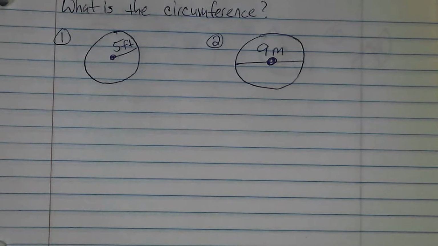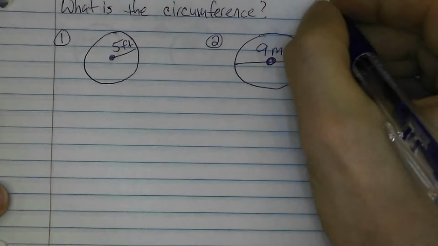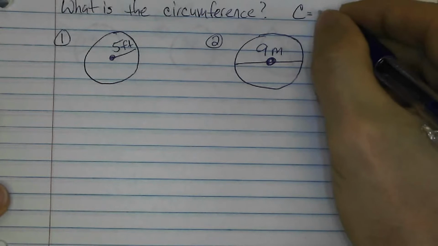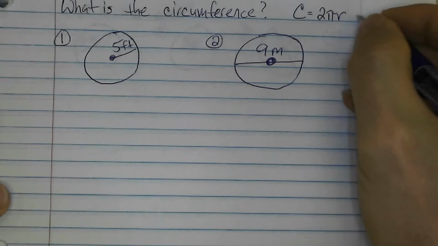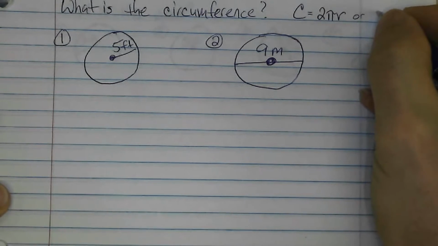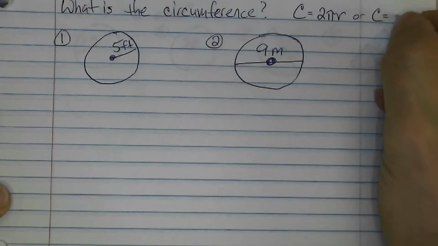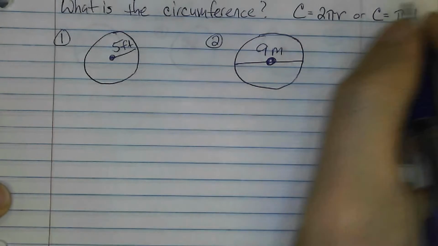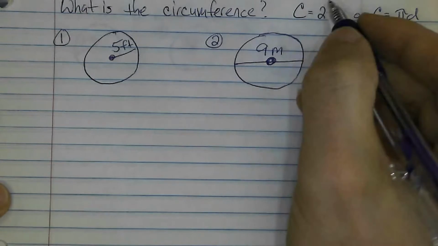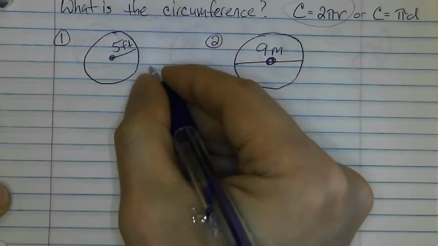Alrighty, here's another set of questions. Pause the video and press play when you're ready. Okay, so for circumference, we have two equations. C equals 2 times pi times radius, if we have radius, or if we have diameter, C equals pi times diameter. So for the first one, we have radius, so we're going to use this equation.